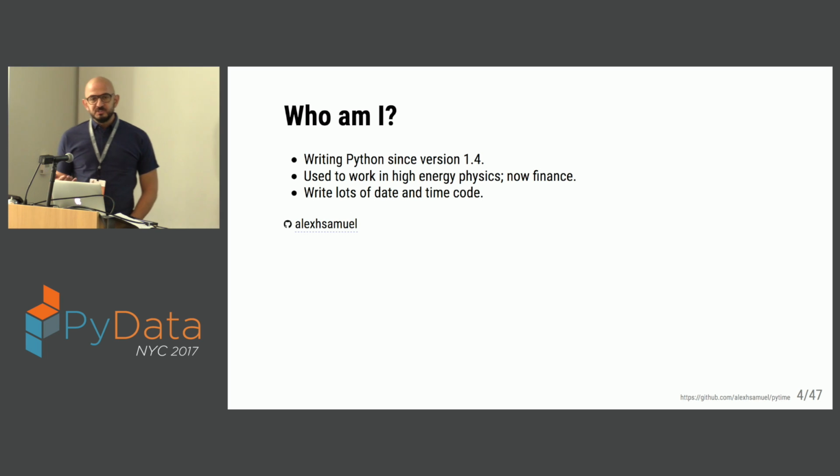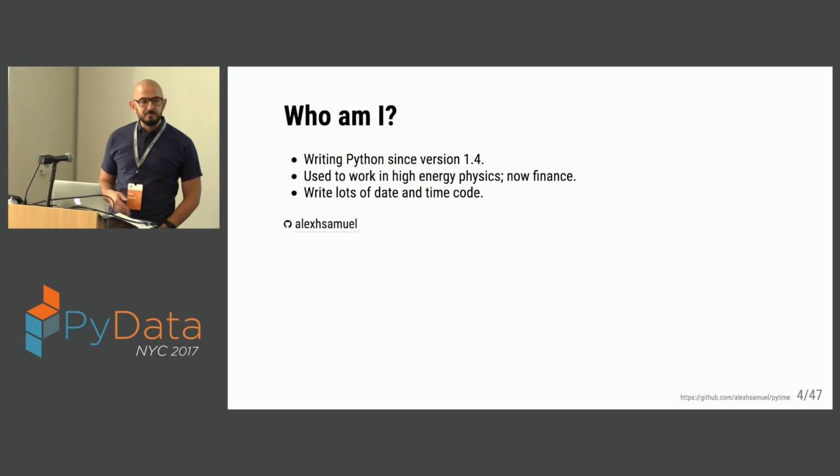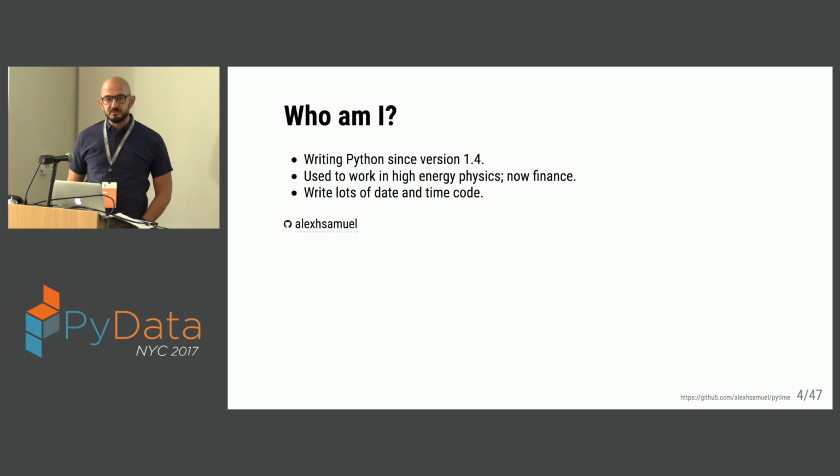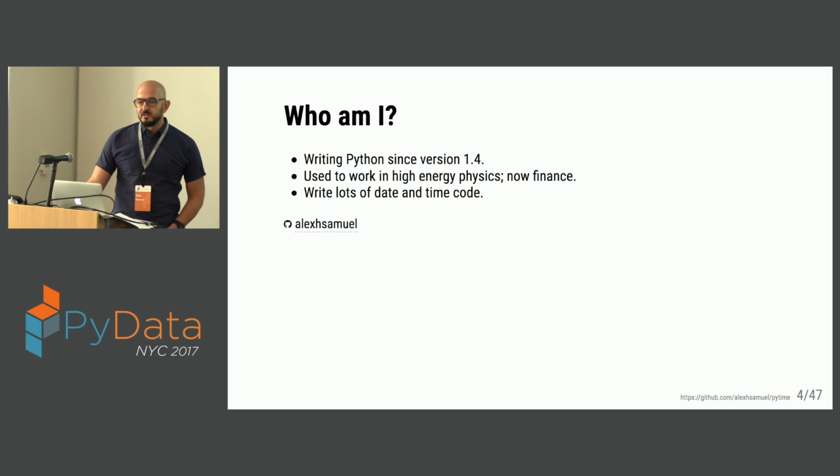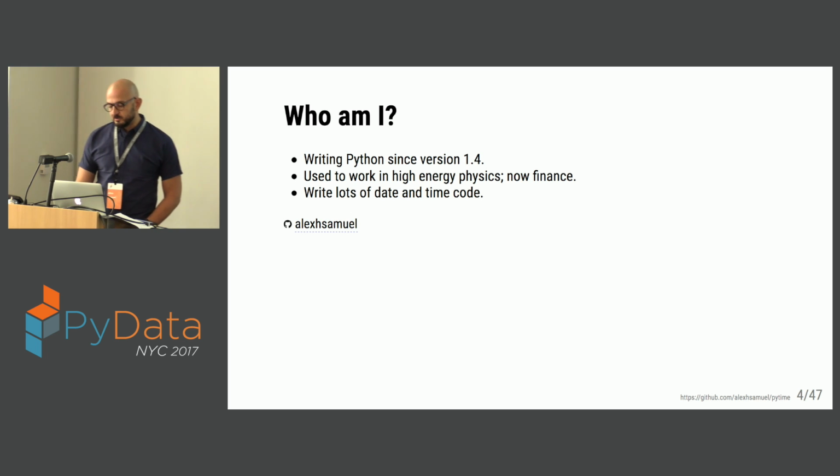So to help you decide whether you want to take my advice, I'll just tell you a little bit about who I am. I've been writing code for a long time. I think I still have my first Python script. It ran in Python 1.4. I used to work in physics. Now I work in finance at Tudor Investment Corporation. In physics, I wrote a ton of Python data analysis code. In finance, I still write a ton of Python data analysis code. A lot of it involves dates and times. This is useful in science, useful in finance, useful in a lot of places, as you may imagine. My GitHub is Alex8Samuel. If you go there, you will find a lot of half-finished projects that you've never heard of that are languishing. So you have nothing else to do.